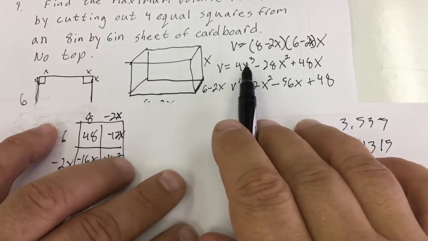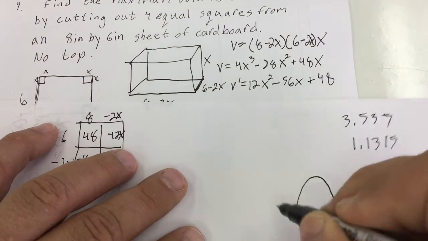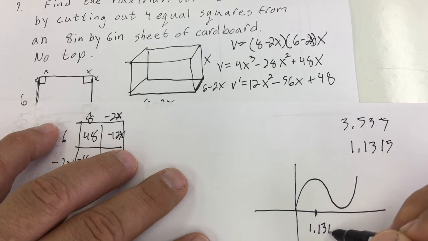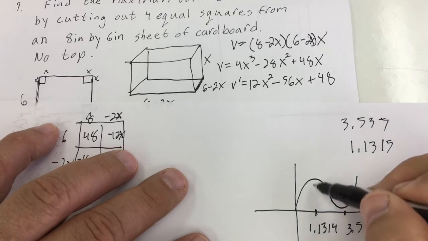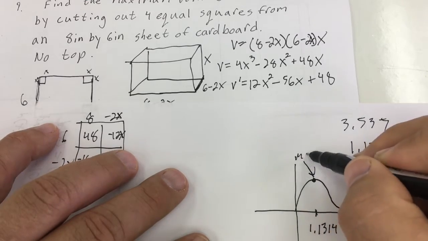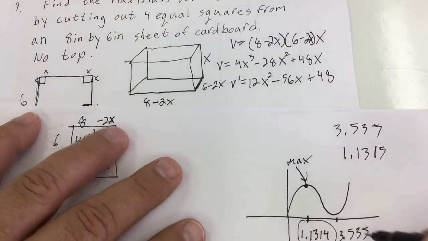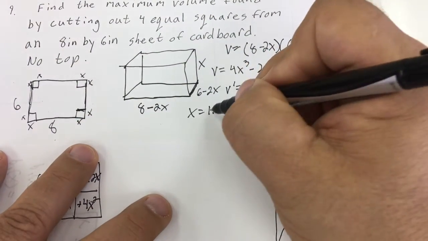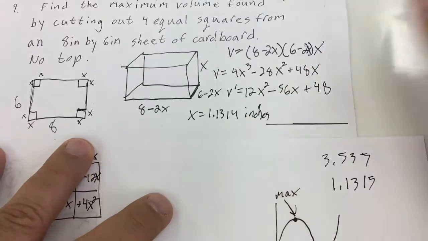Now, it's x cubed. You notice it's x cubed, and x cubed goes like this. Where's it going to hit a max first? At 1.1314? Or at further down the road at 3.535? I think we can all agree that that's going to be the maximum value there. So, I'm going to take that. Maximum value is what x should equal. So x should equal 1.1314 inches.